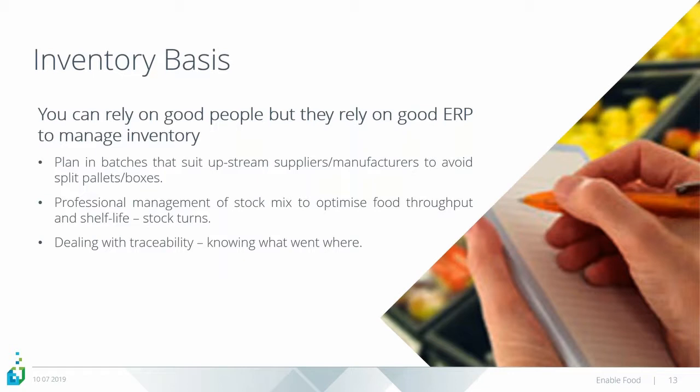Dealing with traceability, again, that's not something you can guess. You can't put a number 5 in a box and hope that the stuff stays in the same box. So traceability is another system-enabled piece of functionality, knowing what went where and when.